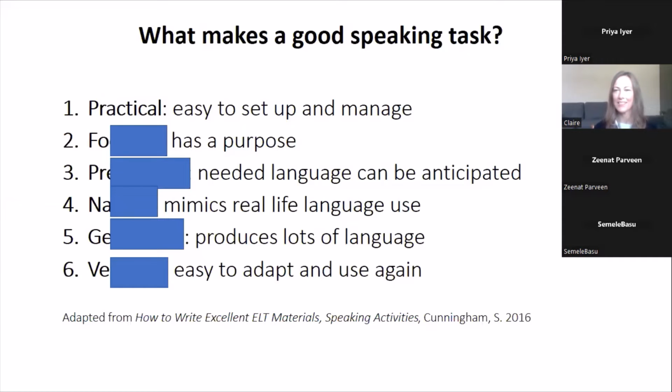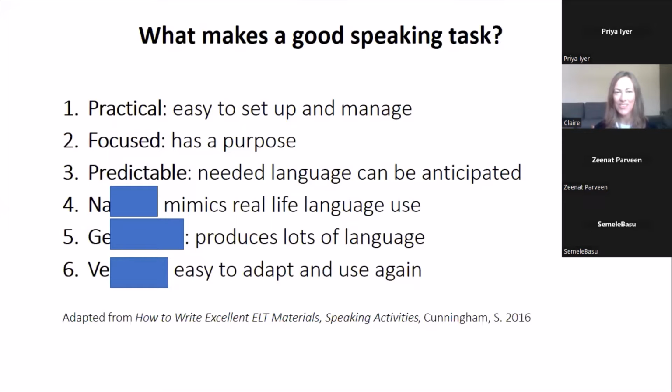Okay, what about the next one? I see Farhat has got that one already. It needs to be focused. The task needs to have a purpose. Well done, everyone. Well done, Mohammed Nazir. Number 3, what's this from? It's about anticipating the language that students need. Well, this one is, it needs to be predictable.